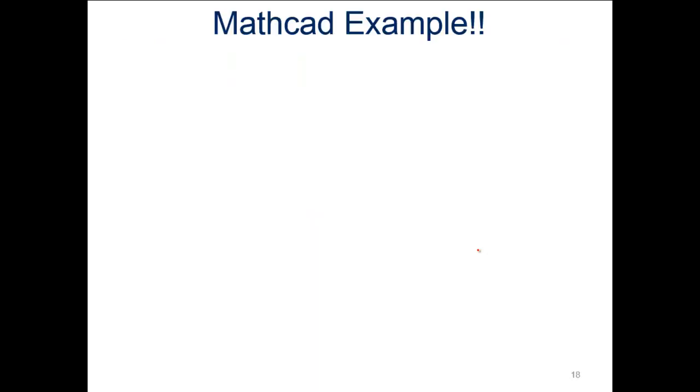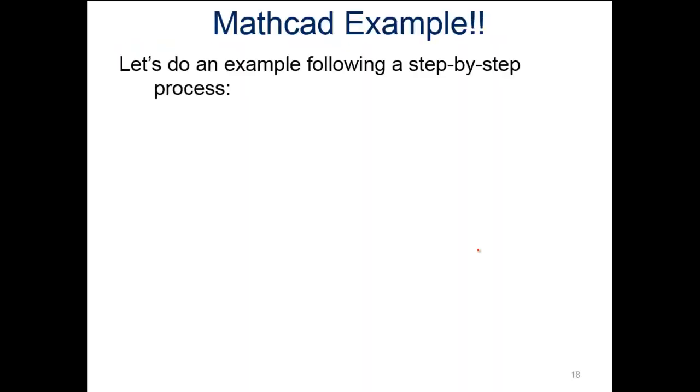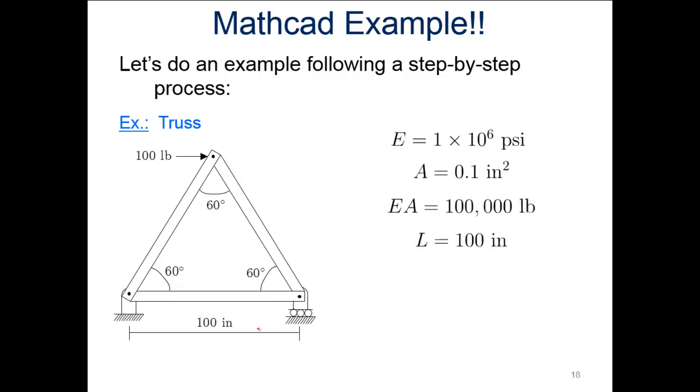All right, so let's do a Mathcad example to see how this all fits together. We're going to put that into what we're seeing here, in a step-by-step process, looking at this truss. Basically this is an equilateral triangle, 100 inches for one element, with 100 pounds being applied horizontally at the top.